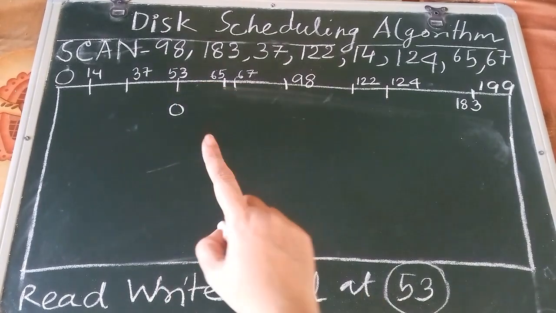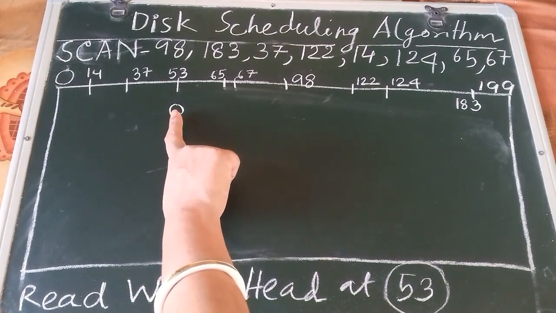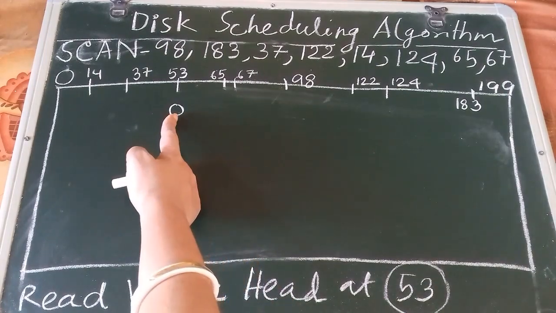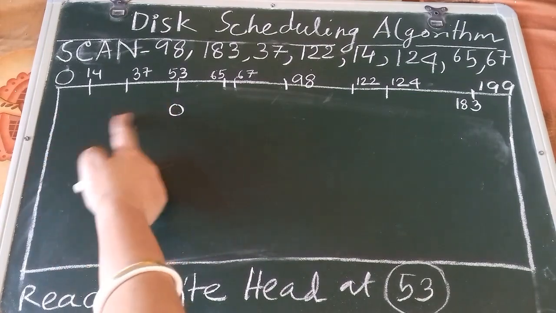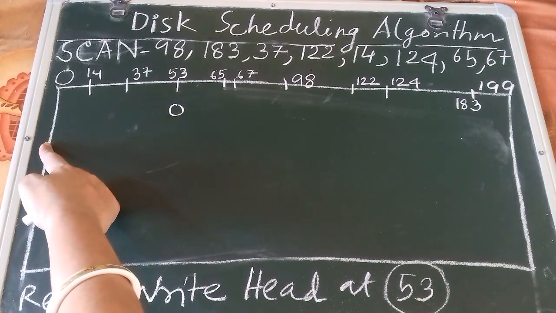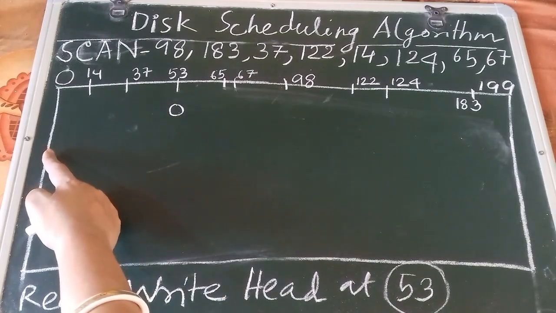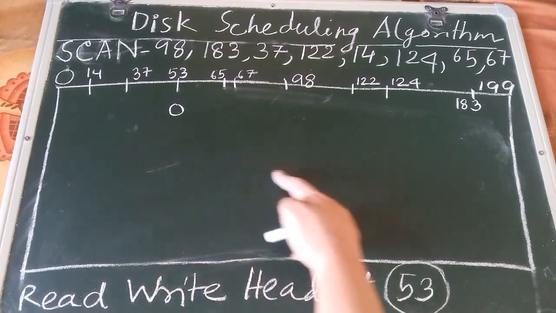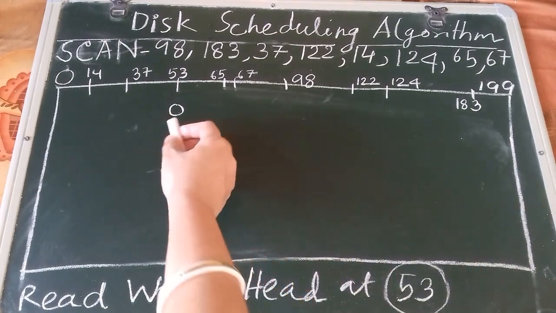So according to the SCAN algorithm, the disk arm, like the read write head, starts at one end of the disk and moves to the other end. It first goes to one end. Here 0 is nearby from 53, so it goes towards 0 and satisfies all the requests which come on the way. Then it comes from 0 to the other end of the disk and satisfies the requests. So let us start with that.